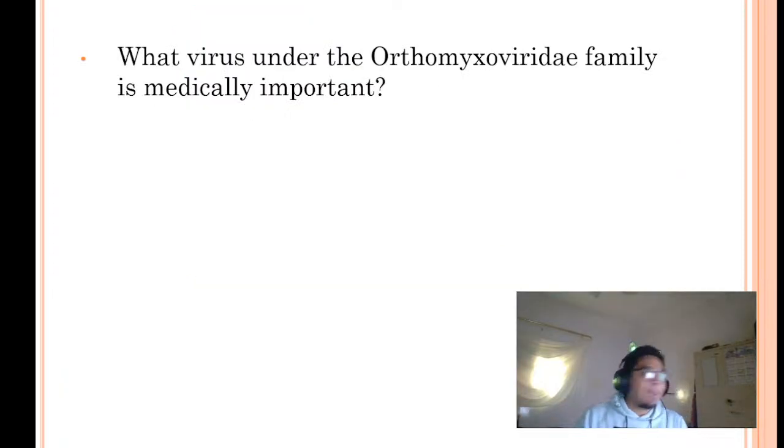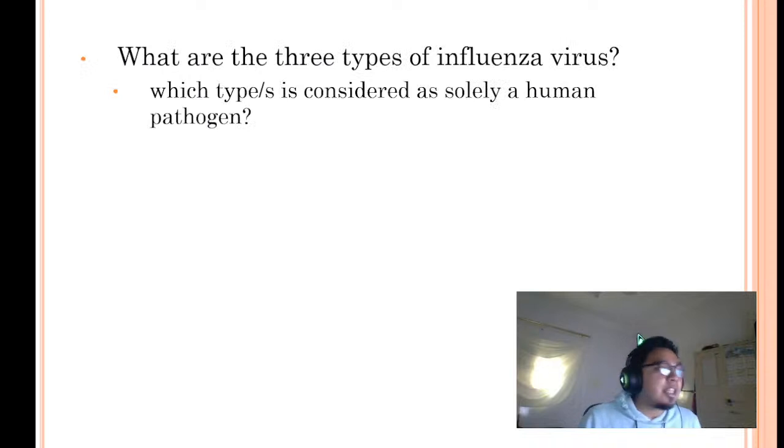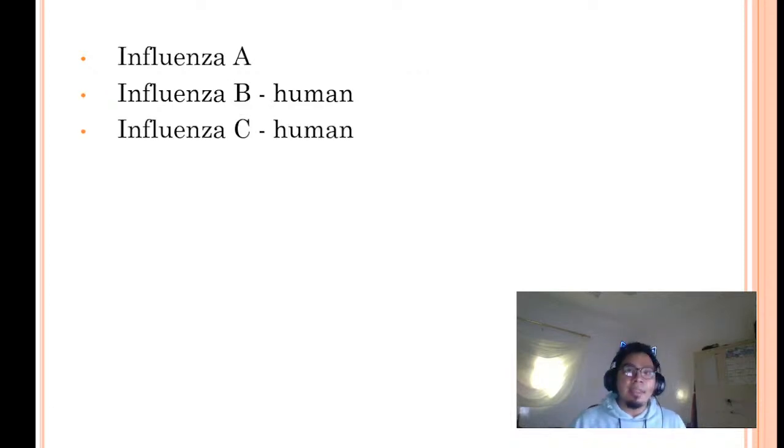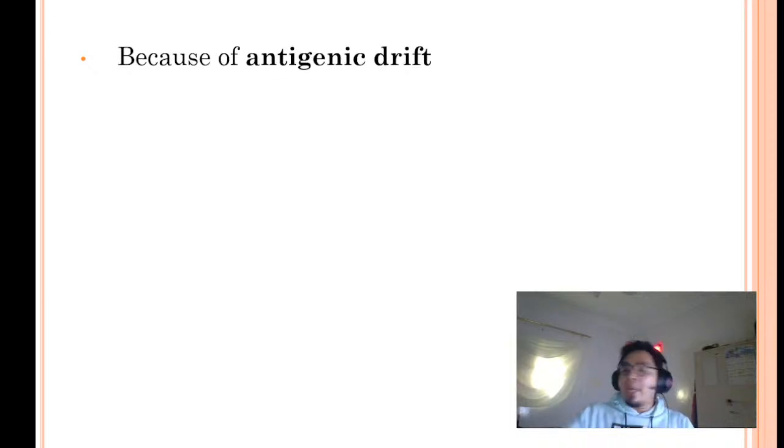All right. Now, under the Orthomyxoviridae family, one is the most important that you need to remember: the influenza virus. So it's the influenza virus, Orthomyxoviridae family. And there are 3 types of influenza viruses, but only 2 are considered as human pathogens, and it's actually influenza B and influenza C. And influenza epidemics are caused, if the antibody is present, the virus is protective because of antigenic drift. What do I mean by antigenic drift?